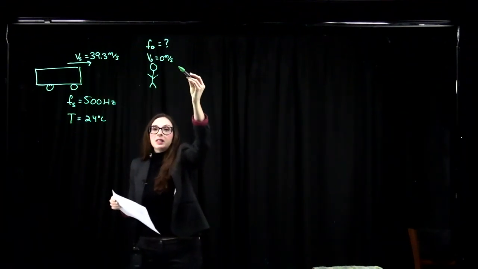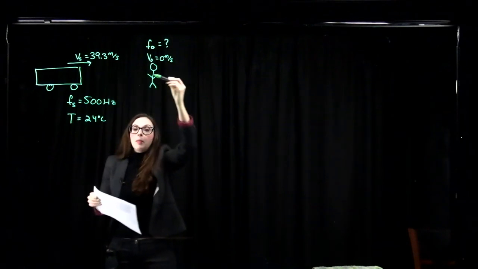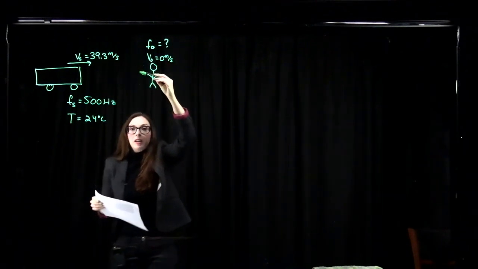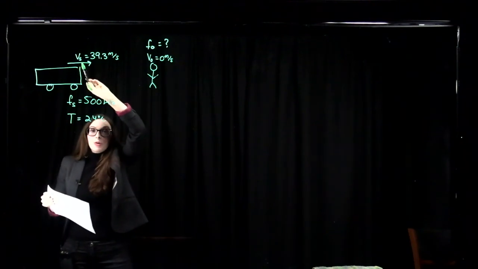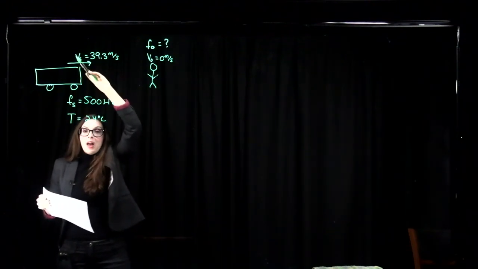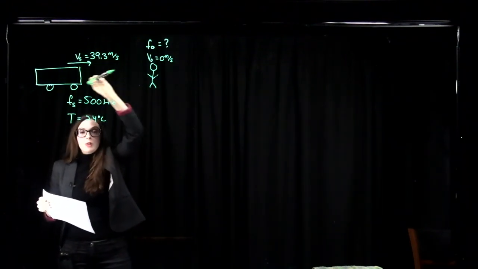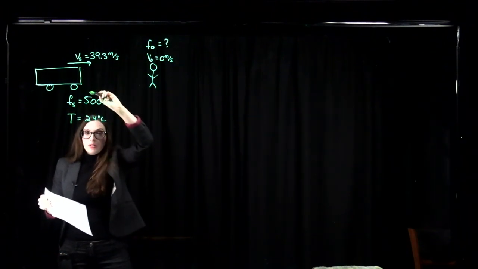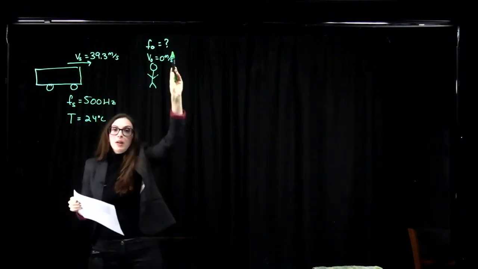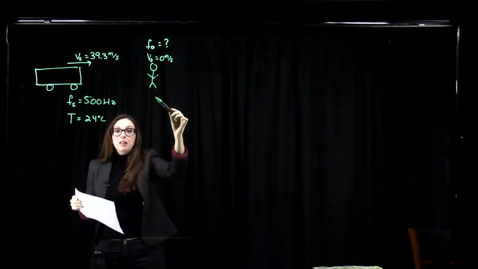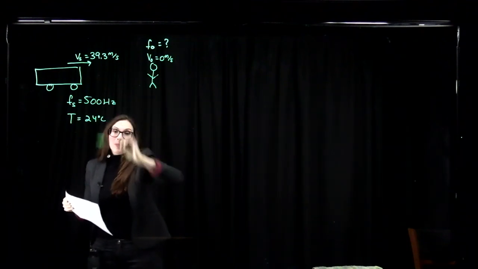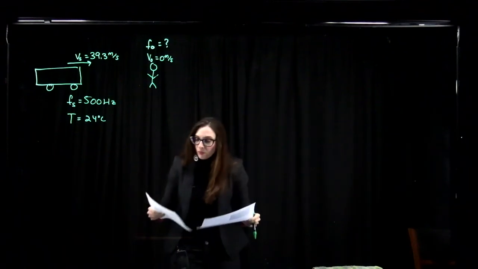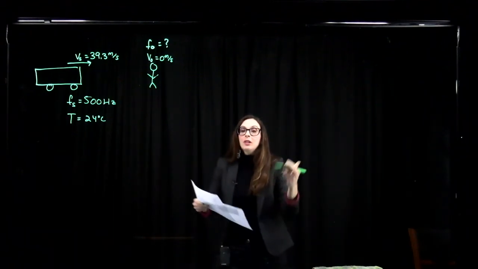So my observer is stationary. The train is coming toward the observer at a speed of 39.3 meters per second. In this case, I'm using S to represent the source. So the velocity of the source is 39.3 meters per second toward the observer. The frequency of the source is 500 hertz. So we want to find the frequency of sound that the observer hears, and the temperature is 24 degrees Celsius. In order to do that, we have to use our equation for the Doppler shift.